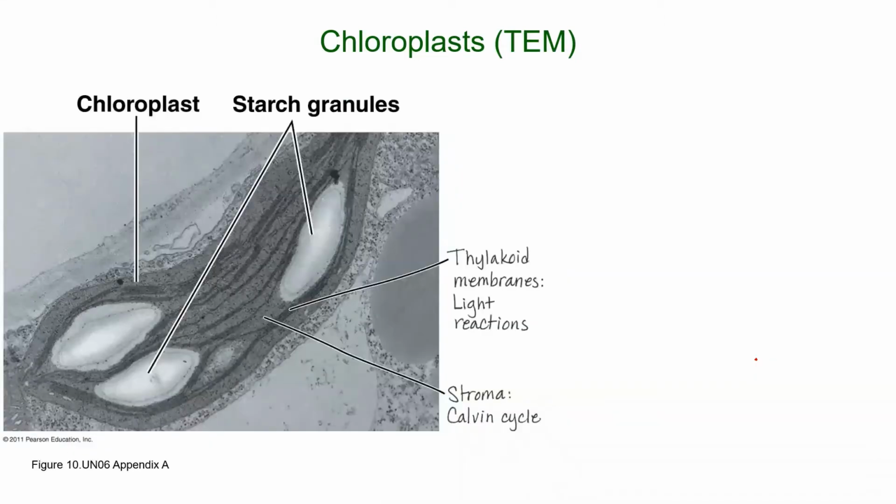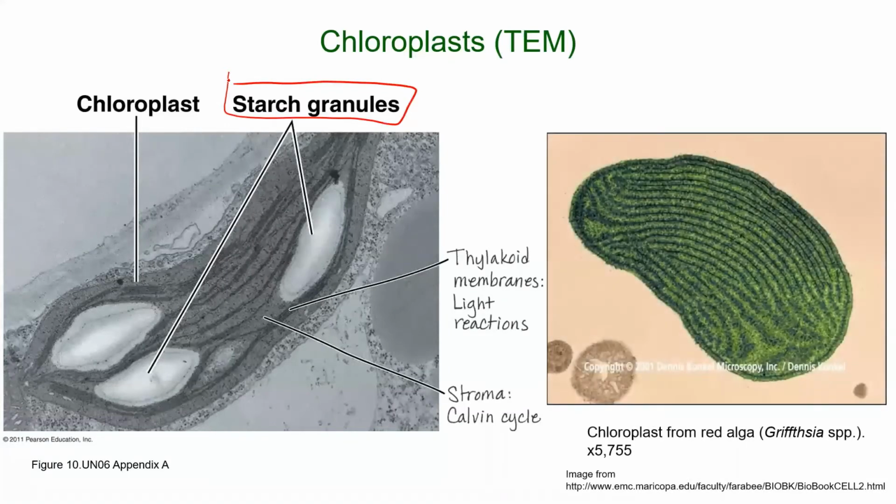And here's another diagram. This one is from the textbook. And just a reminder that since they're making carbohydrates, they can also store some carbohydrates. So in that case, you can see the starch is stored there. And there's a chloroplast from a red algae. So the red algae must be red, but the chloroplast itself is green, I'm guessing. I'm not entirely sure about that.